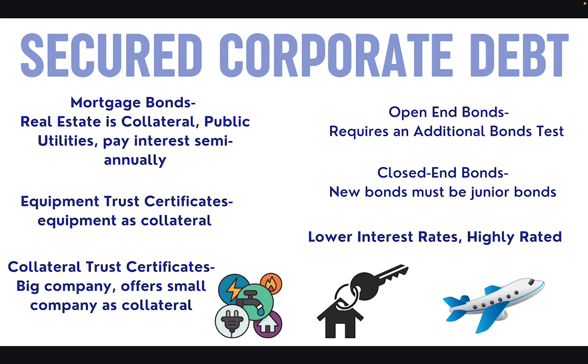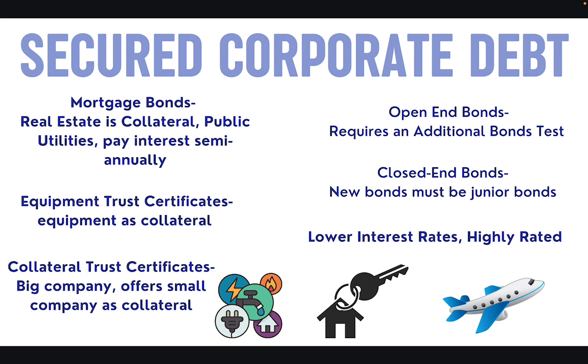And then there are closed-end bonds, which when they issue the bonds, that's all there will ever be. And any new bonds that are issued must be junior bonds. And that becomes important if you have a failed issue and then you've got people needing to collect money. The junior bonds, they would have to wait in line and be reimbursed after those initial bonds.